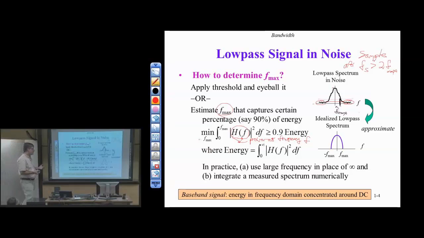So I can say, well, what's the smallest value of F max that gives me 90% of the total energy? How do I get the total energy? Well, in theory, I integrate the power spectrum, again, magnitude squared, over all frequencies. Because bandwidth is the extent of positive frequencies, I'm only concerned with really positive values of frequency.